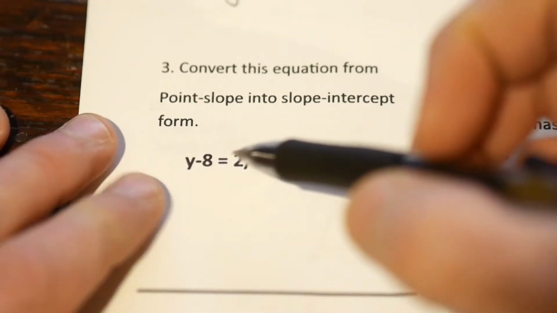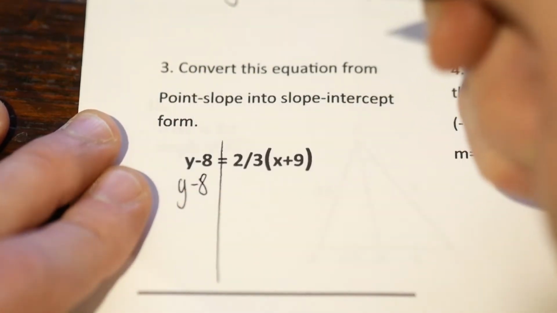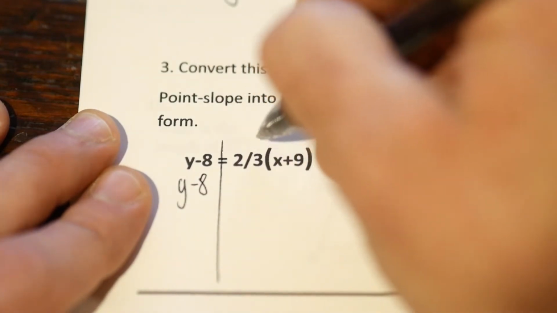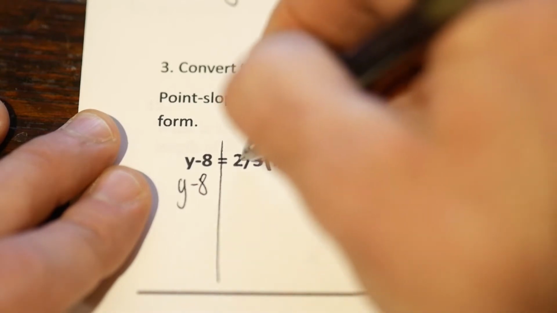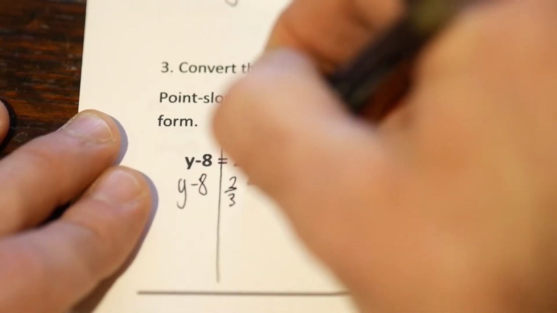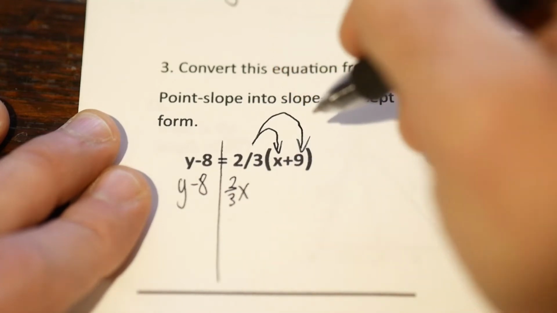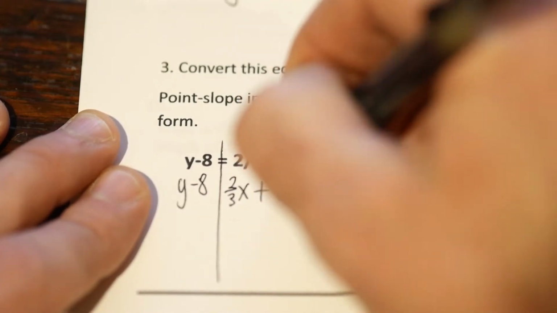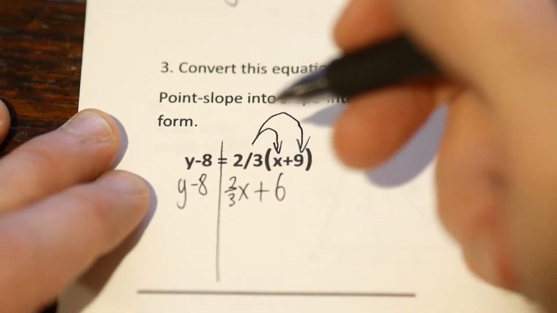Okay, number 3, we're going to convert this from point slope into slope intercept form. Okay, so we're going to have y minus 8. I'm not changing anything there yet. What I'm going to do is distribute this 2/3 inside the parentheses first. Okay, so 2/3 times x is just 2/3 x. And then 2/3 times 9, if you just type that in your calculator, is going to give you 6. Okay. And then we have one more step.